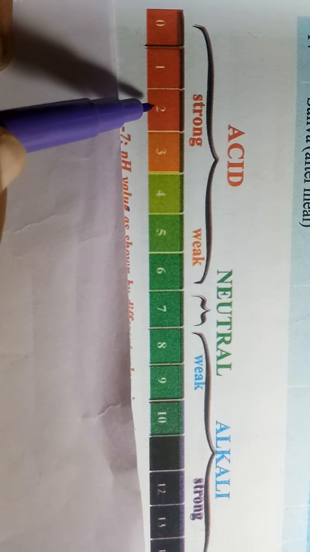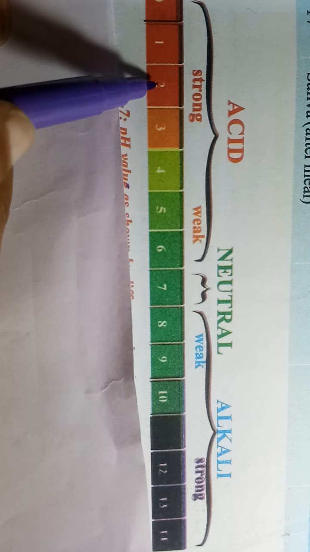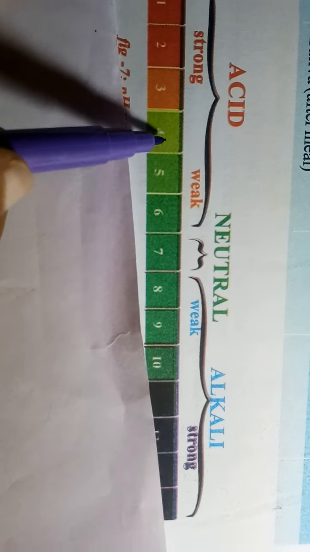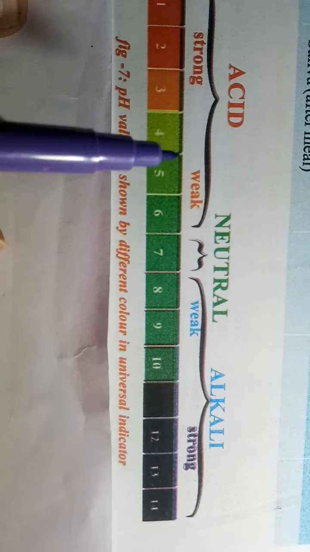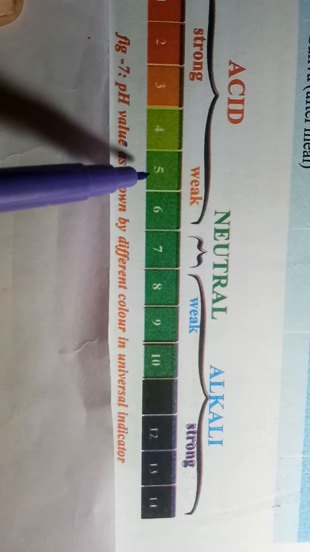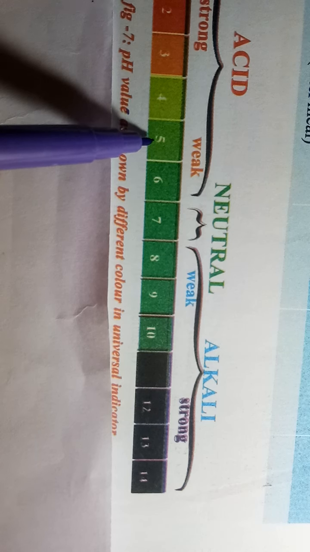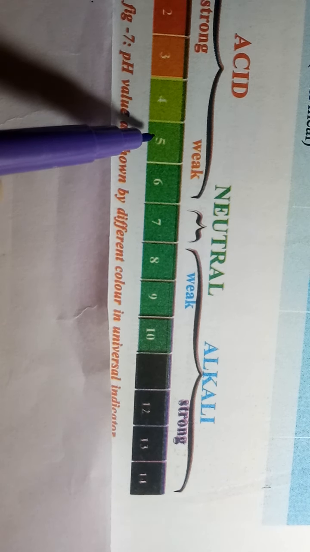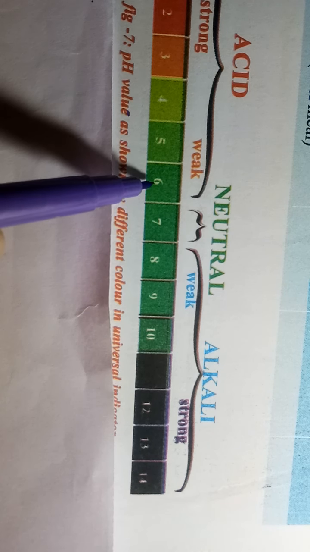If the pH value is 2, it is red in color. If the pH value is 3, orange color. If the pH value is 4, pale orange or pale yellow color. If the pH value is 5, somewhat yellowish green, or it may be said to be orange yellow color. Next, pH value 6.